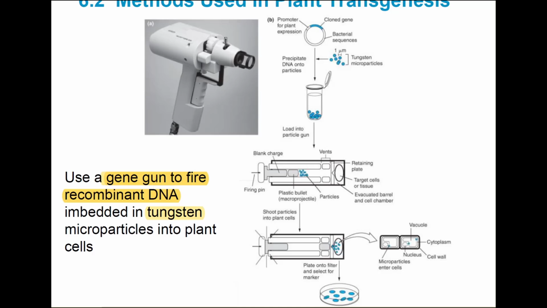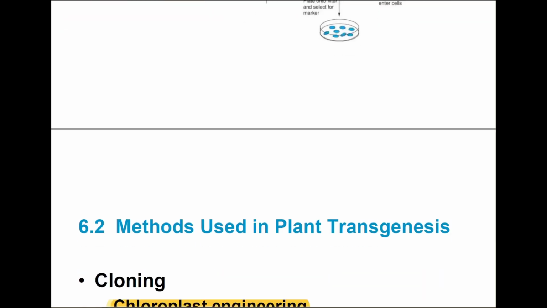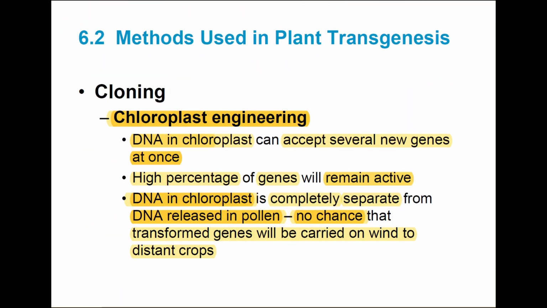Chloroplast engineering: the chloroplast can accept DNA from several genes at once. A high percent of genes are active. DNA in chloroplast is totally separate from DNA released in pollen. There is no chloroplast in pollen grains, which are tiny. Okay, no chloroplast. No chance of transferring genes that get wind-blown to distant crops. It hugely shortens the period of time that it takes you to go to market. Right? When you have to do wind testing, this takes a number of years.